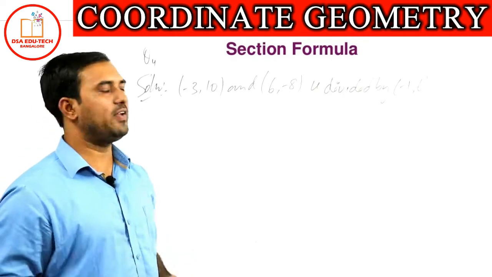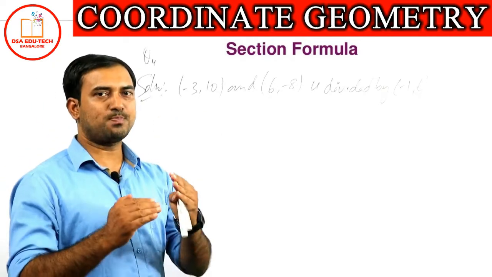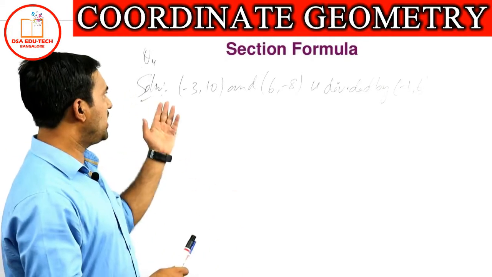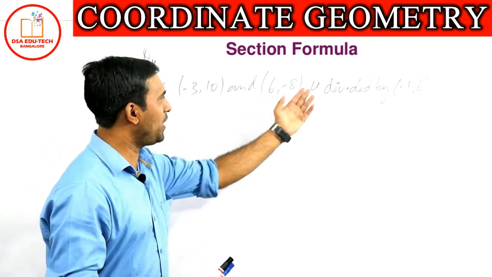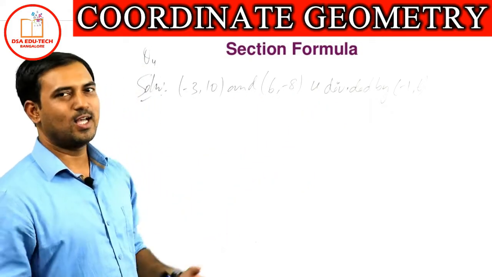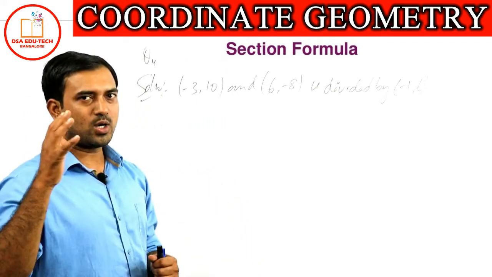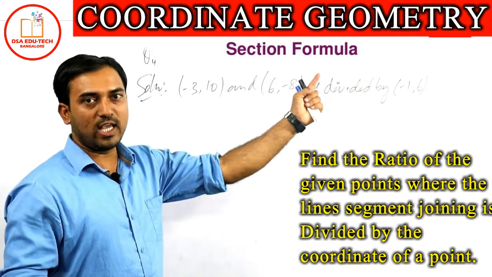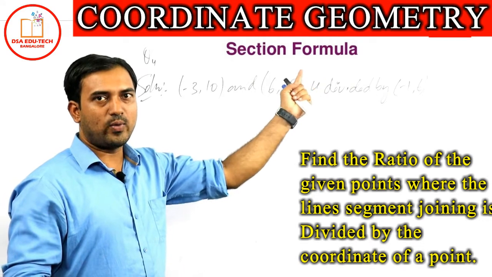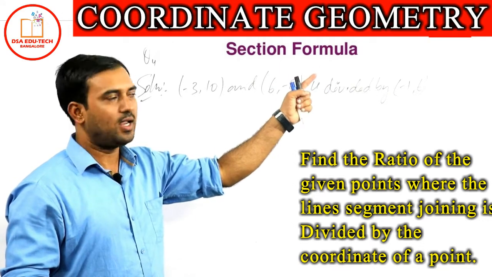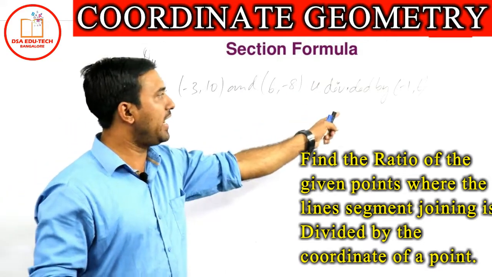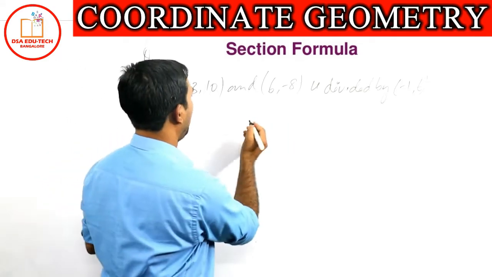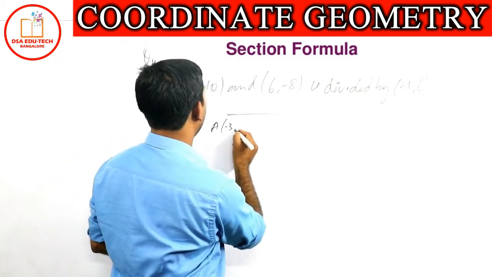Hope you understood. I'm here with the fourth problem, and this problem is little different from previous 3 problems. In this problem, if you see, I wrote 3 points. There is no ratios. So let me read a question for you people. The question would be, find the ratio of the given points where the line segment joining is divided by the coordinate of a point. So these are the 2 points. Let me draw and show you people the 2 points. Point A minus 3 comma 10.